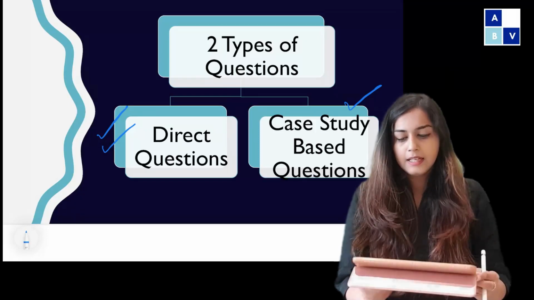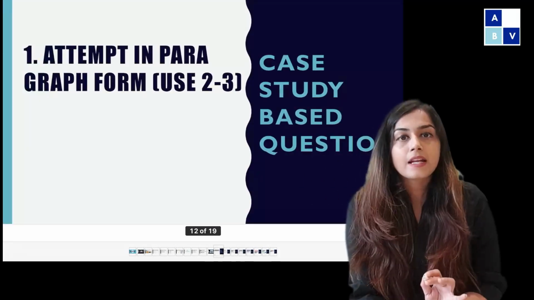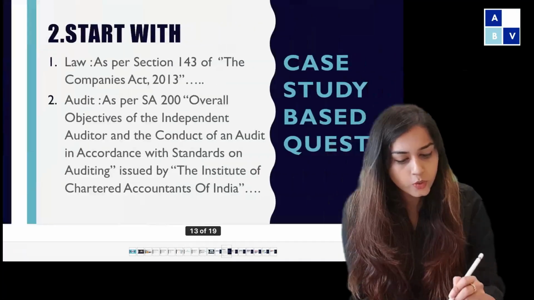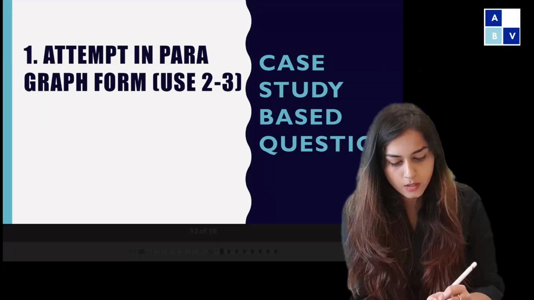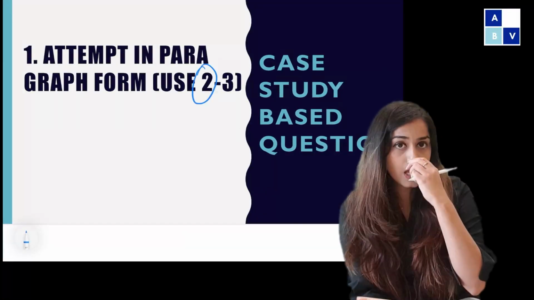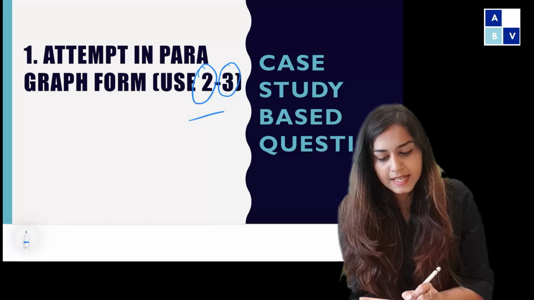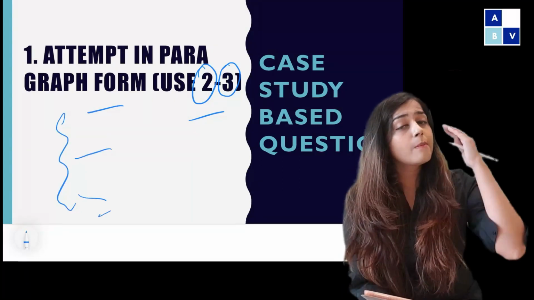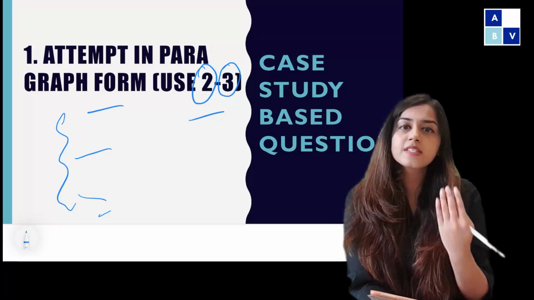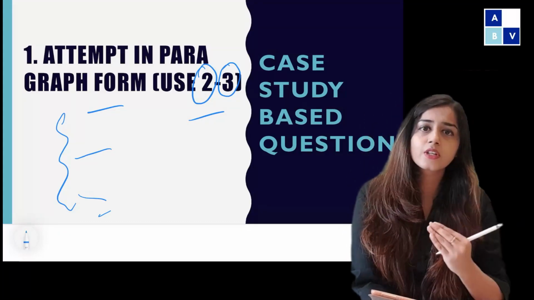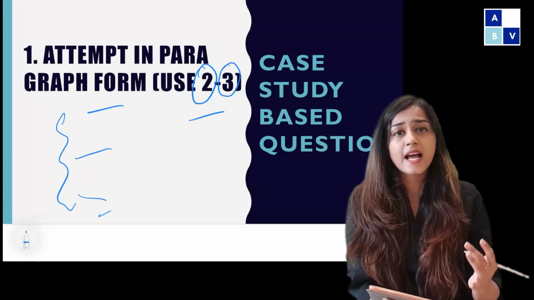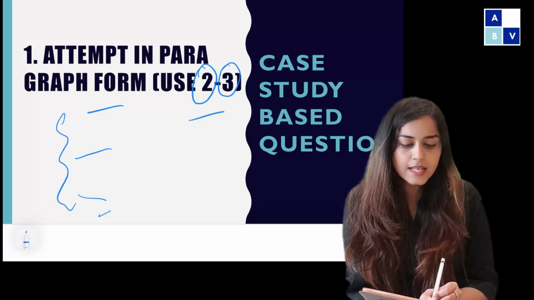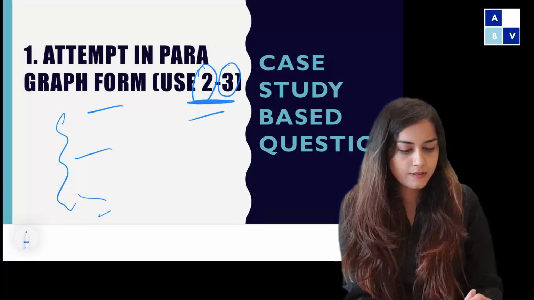Number 1, attempt in paragraph form. Use at least 2 to 3 paragraphs. Always use 2 to 3 paragraphs for a case study based question. Never use points in a case study based question. I'll tell you how to attempt it. It's going to be the best way, and you can use it in almost every exam. These are mainly for ICSI exams, but you can use it in any exam. Always present your paper in paragraph form.